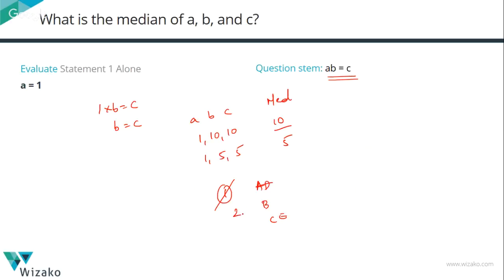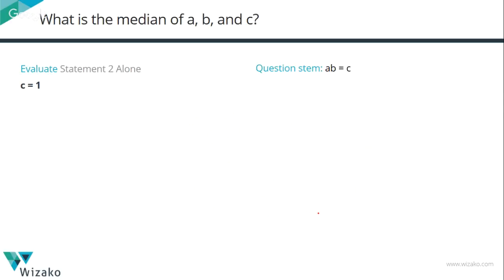Let's evaluate statement 2 alone to check whether it's B. If not, let's combine the statements and decide whether it's C or E. Let's move on to statement 2. Here we have C is equal to 1. Question stem says AB equals C. So the product of two numbers should be equal to 1. Could very well be half into 2 is equal to 1, in which case the numbers are half, 1, and 2. The median is equal to 1.